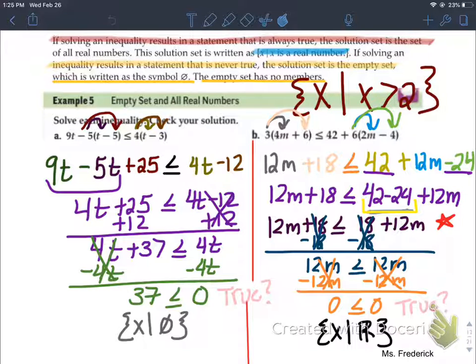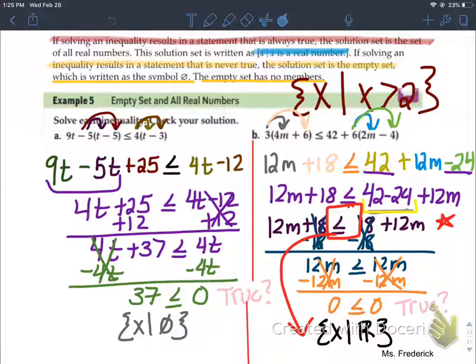The reason I put this red star back up at where we had 12m plus 18 is less than or equal to 18 plus 12m, is because if you recognize that the equations are exactly the same and it has an equal to sign, has to have an equal to sign, then yes, you can just skip down to the answer and say it is all real numbers. You don't need to show that extra work.